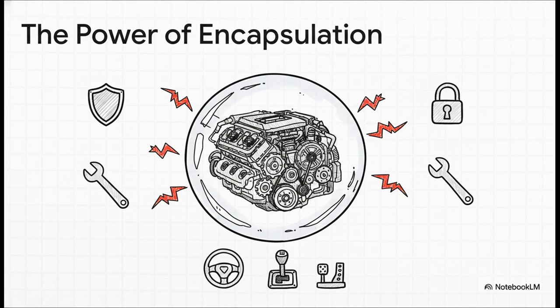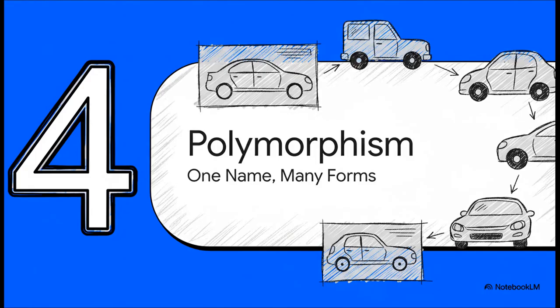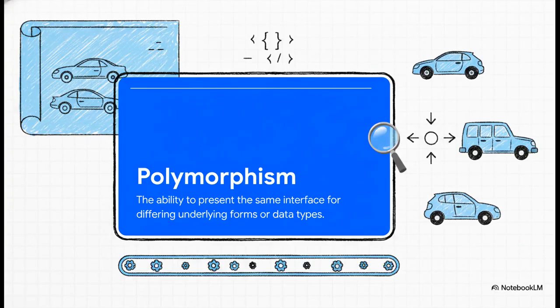Okay, for our final pillar, we have a bit of a fancy-sounding word: polymorphism. But don't worry, the name is way more complicated than the concept itself. It literally just means one name, many forms. So, in plain English, polymorphism just means you can perform a single action in lots of different ways, depending on what object you're doing it to. The interface, the action, is the same, but the result changes.